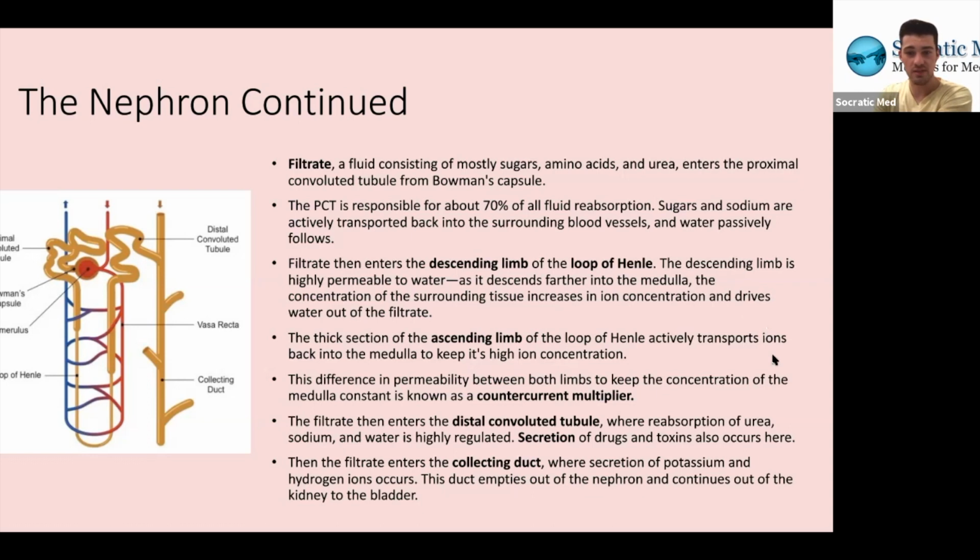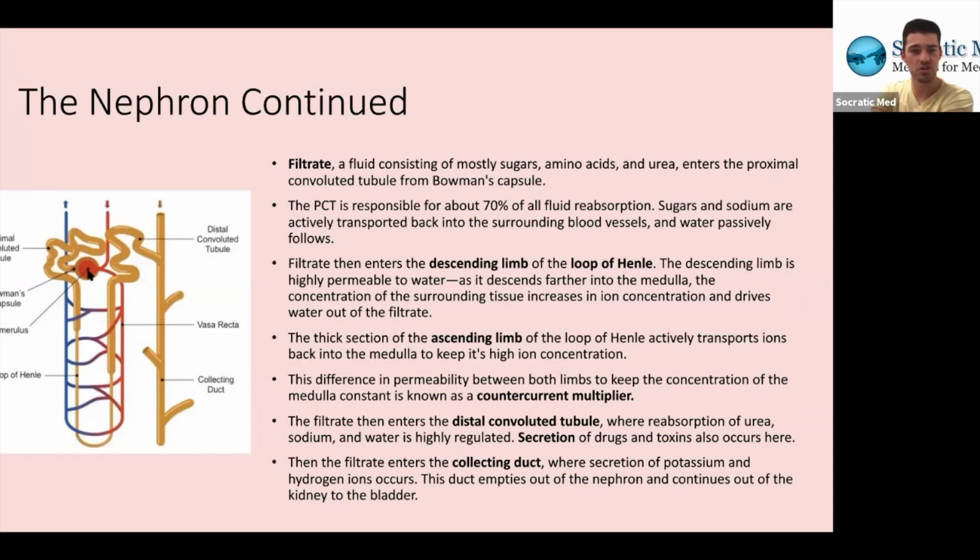Okay, so the thick section of the ascending limb of the loop of Henle actively transports ions back into the medulla to keep its high ion concentration. So the difference in permeability between both limbs to keep the concentration of the medulla constant is known as countercurrent multiplier. And that's a concept that you'll see pop up on the MCAT in a couple of different places, the countercurrent multiplier, countercurrent exchange.